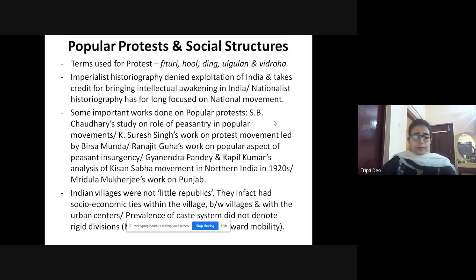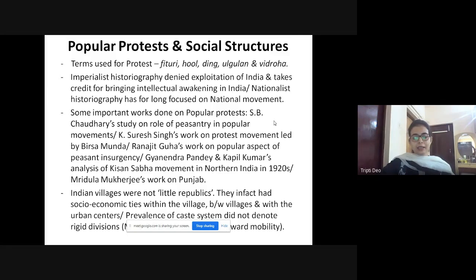Now, imperialist historiography denied exploitation of India, and takes credit for bringing intellectual awakening in India. Nationalist historiography has for long focused on the national movement. Now, why have I put this particular point? For the longest time, there was no discussion on who the popular people, the normal people, are, and how they were reacting to British rule. Was there only the Gandhian national movement happening, or only moderates and extremists, or at the more general, ground level, were there any protests happening? There was no discussion on this for the longest time in history writing. So this has come about later.